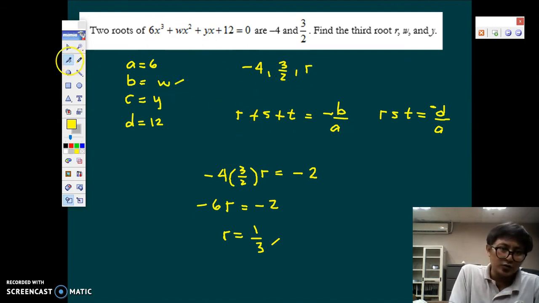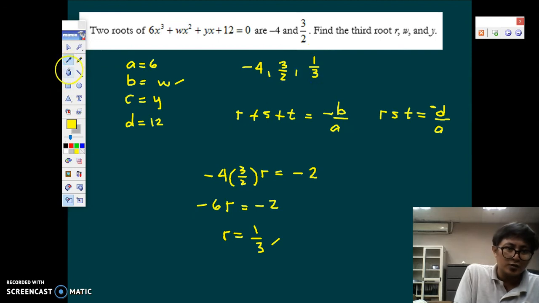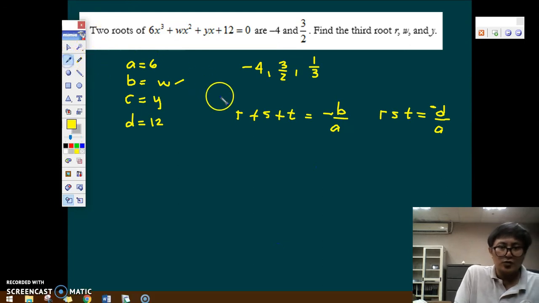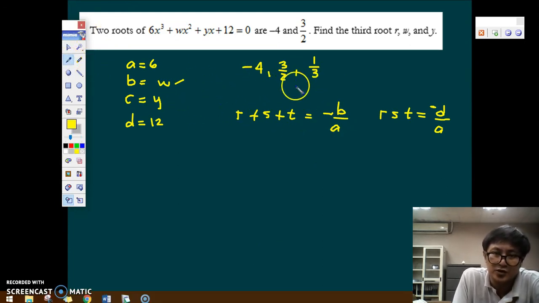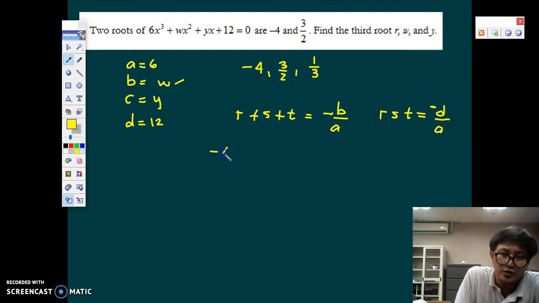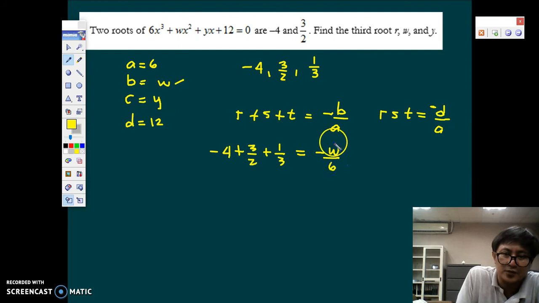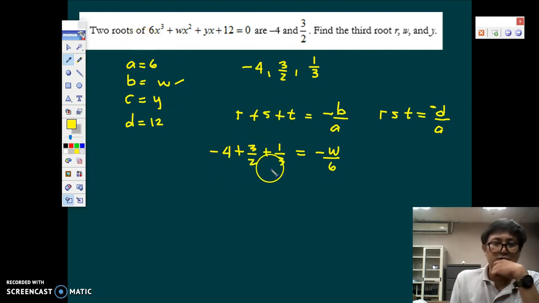Now we know that we have the complete roots. Okay, we now have 1/3. So erase this part. Now we can get w because the sum of the three roots, negative 4 plus 3 halves plus 1/3, is actually negative b over a, and b is this w, so negative w over 6. A, of course, is 6. Negative 4 plus 3 halves plus 1/3.